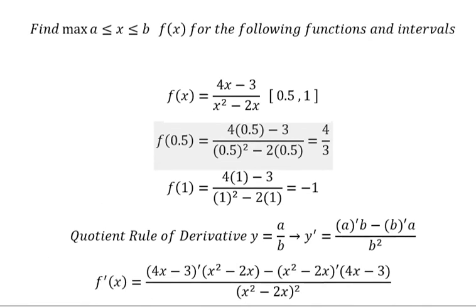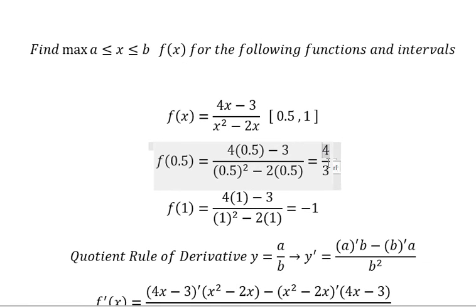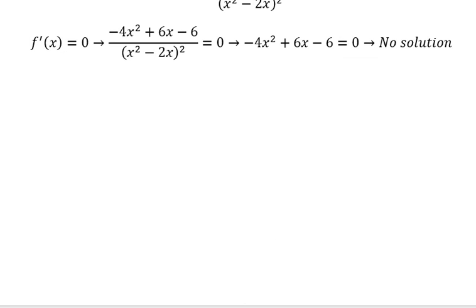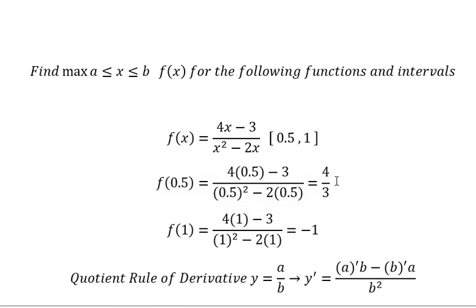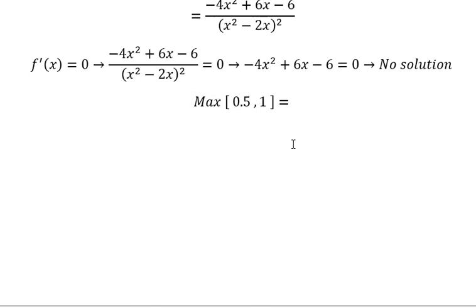So in this situation, we just compare this number in here and this number in here. So we can say that 4/3 is bigger than negative number 1. So the maximum of this one on the interval 0.5 and number 1 in here, that should be about 4/3.